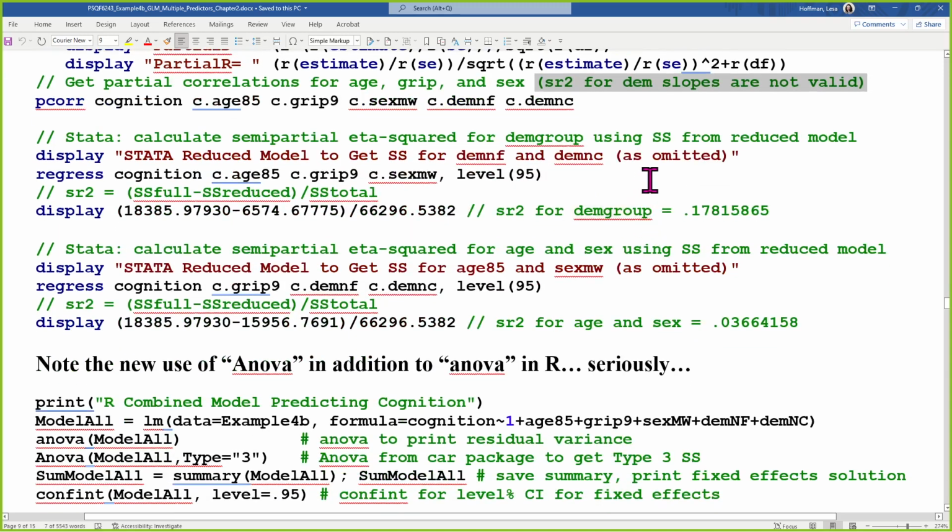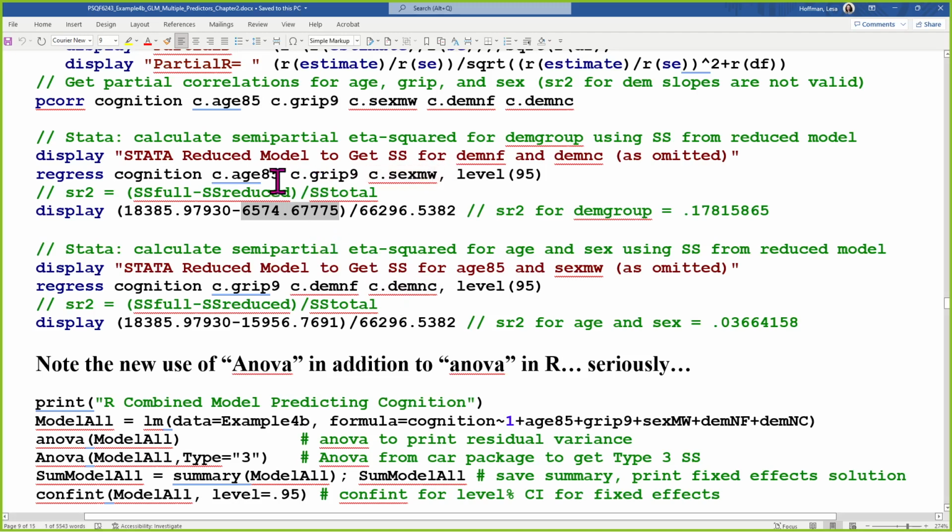Then to get the change in the R-square that is attributable to dementia group, this is the extra work that Stata users have to do. They have to estimate a model that doesn't have the slopes they're interested in to see what the sums of squares for that reduced model is and throw it into the formula right here. So this is the extra part you do not have to do in your homework because it would be extra work for some programs and not for others.